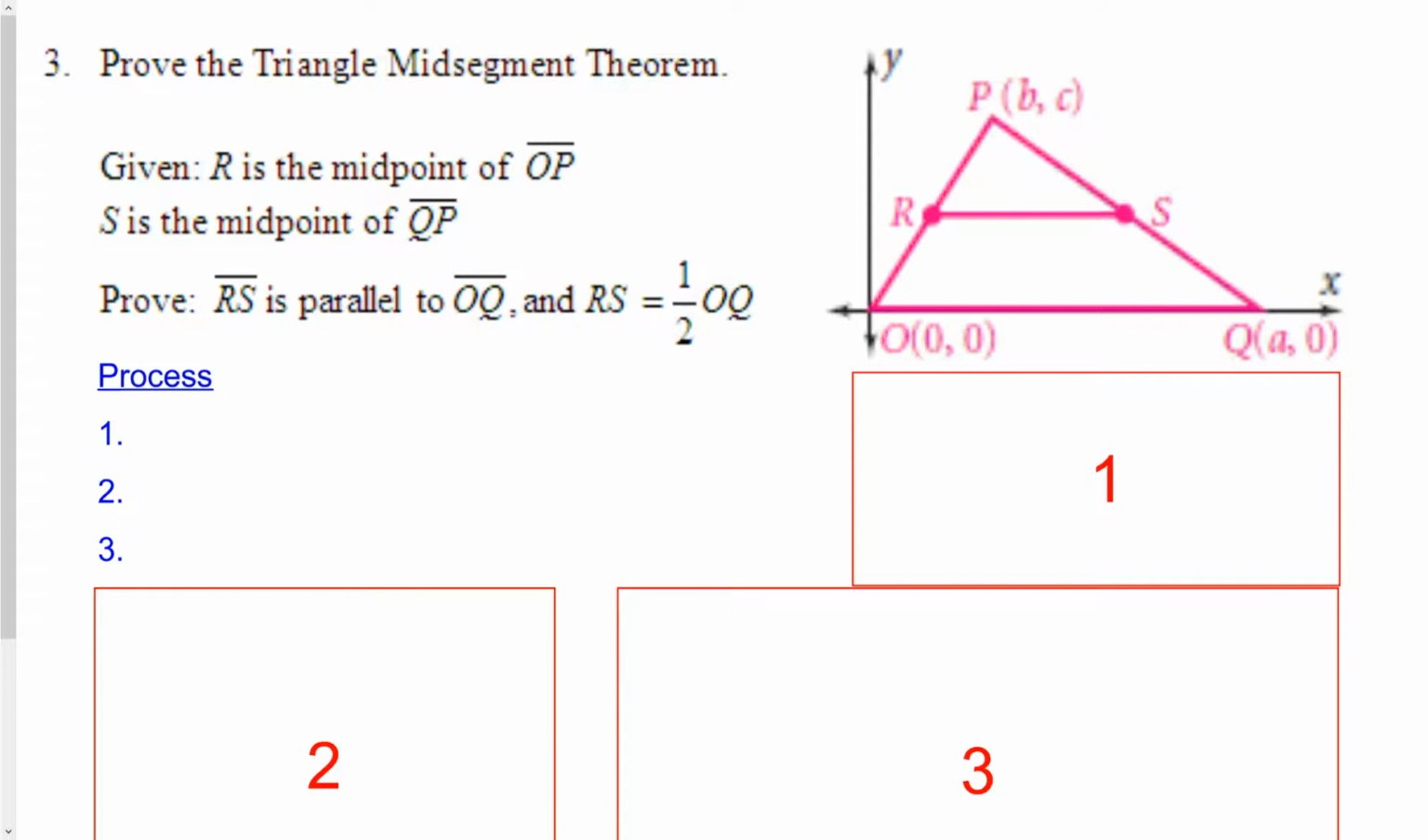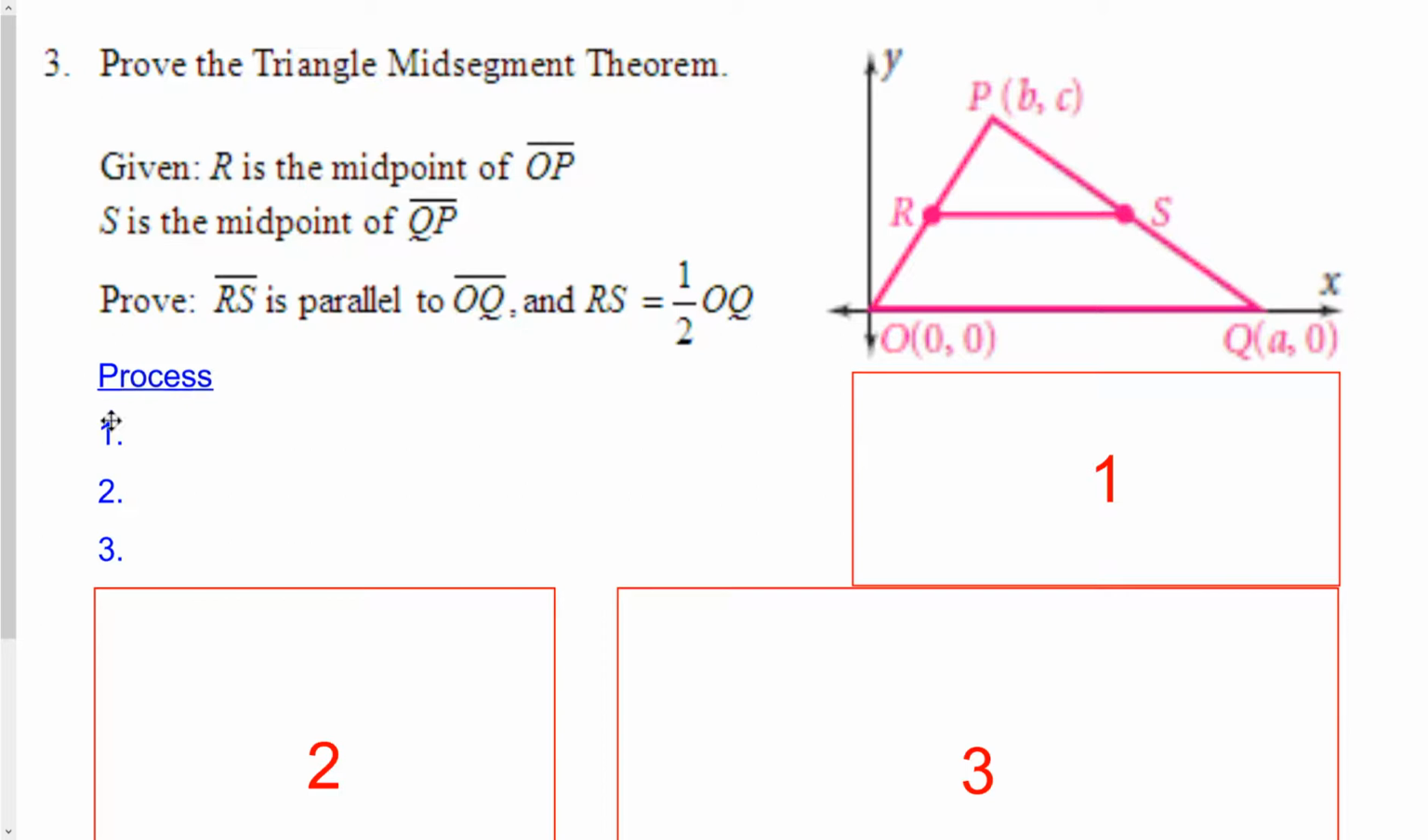So we're given that R is the midpoint of segment OP. We're given that S is the midpoint of segment QP in this triangle OPQ that we have a graph of. Our job, if we're proving the triangle midsegment theorem, is to prove the 2 parts of the triangle midsegment theorem. We have to prove that the midsegment is parallel to the third side, and we have to prove that the length of the midsegment is half the length of that third side as well.